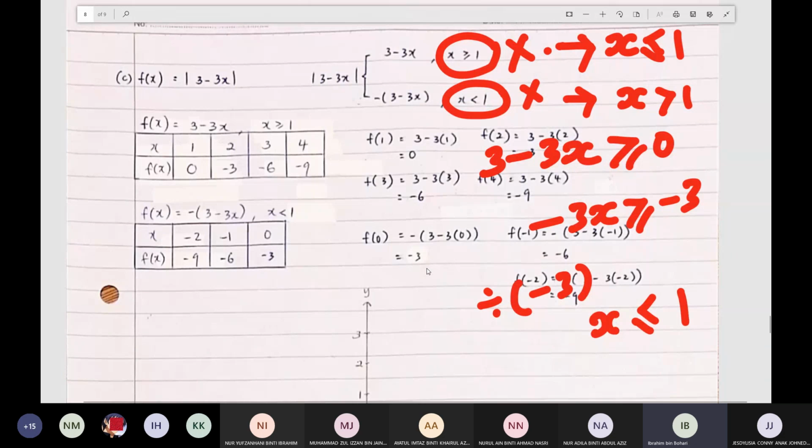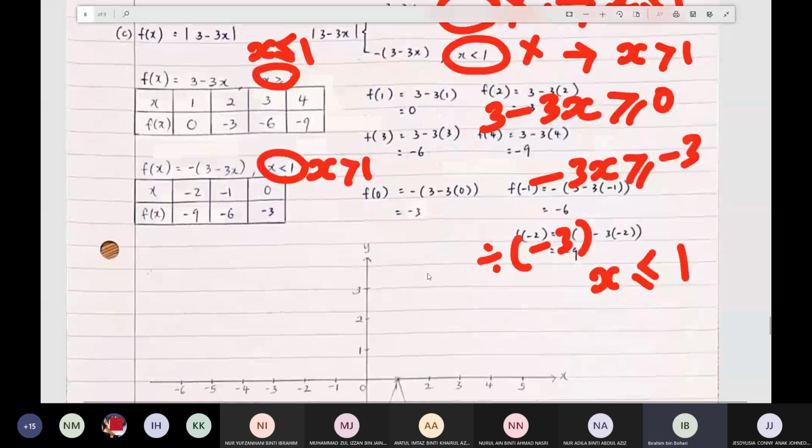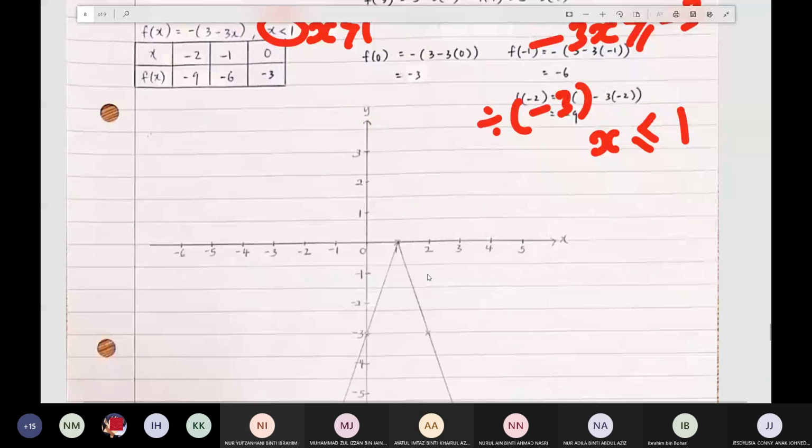Kalau you punya domain tu terbalik, confirm you punya graph pun akan jadi lain. Okay. Ini pun you all ubah nanti. Less than or equal to 1. Ini pun sama, you ubah x here greater than 1. Saya tunjukkan.